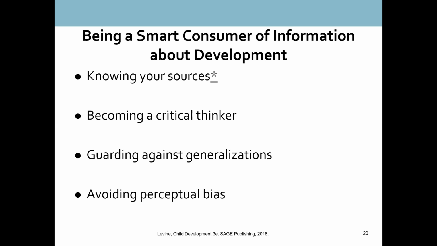First of all, becoming a smart consumer of information, it's essential that you know your sources. You want knowledgeable and objective sources, and you want convergence from multiple sources. Don't just believe the first website that you read or the first article that you read. Seek out multiple sources and look for what ideas are similar in the different sources.